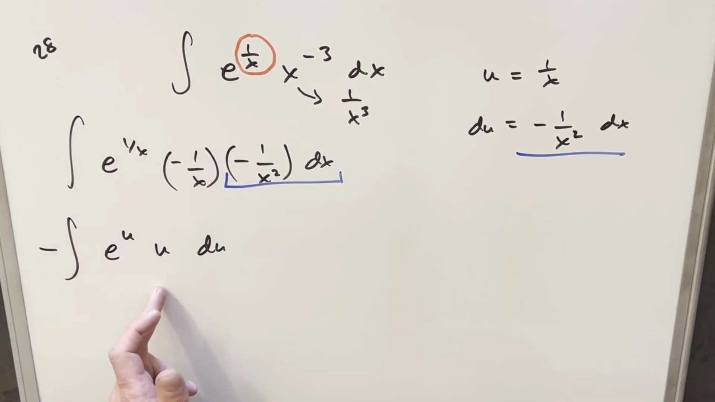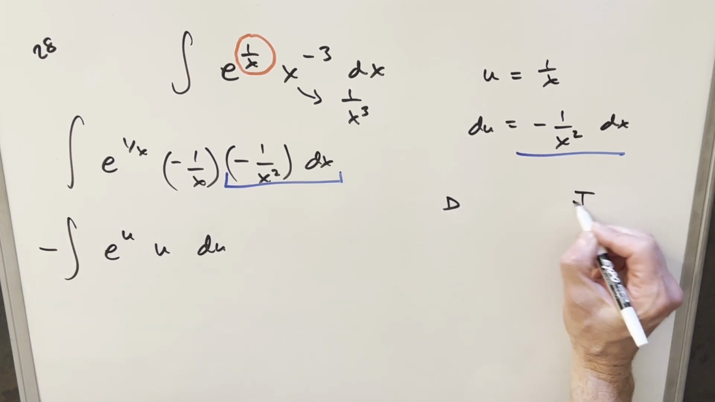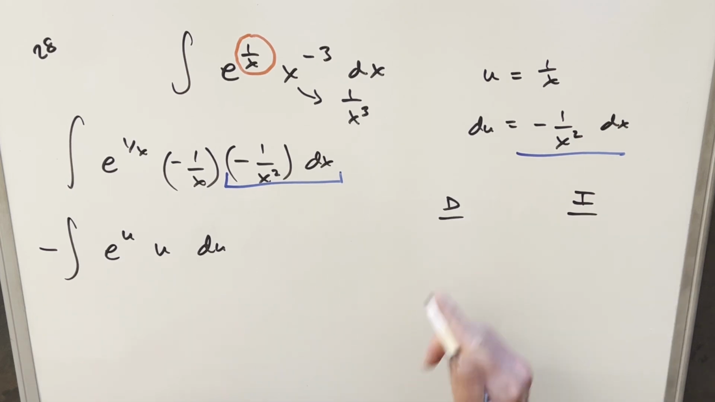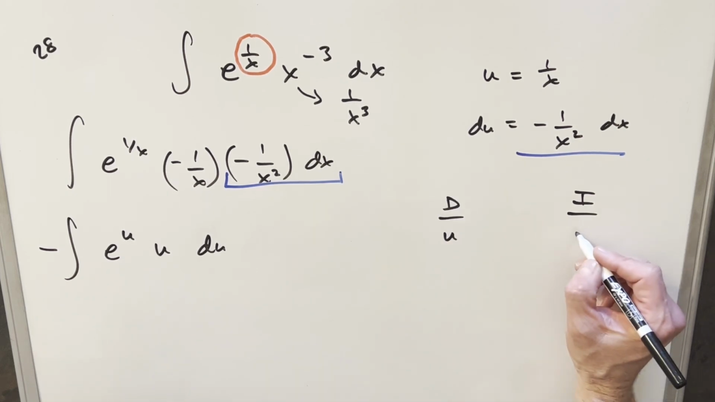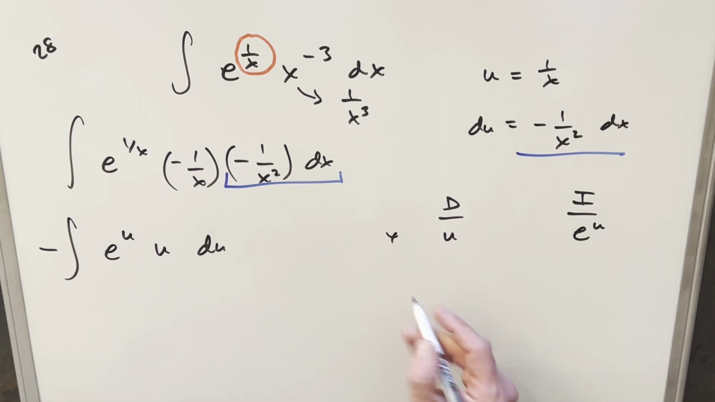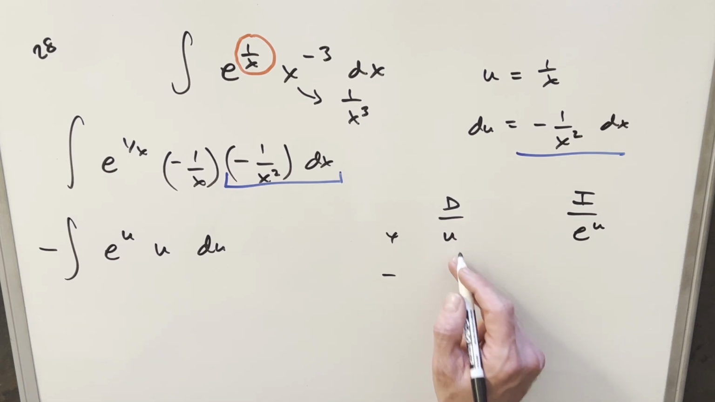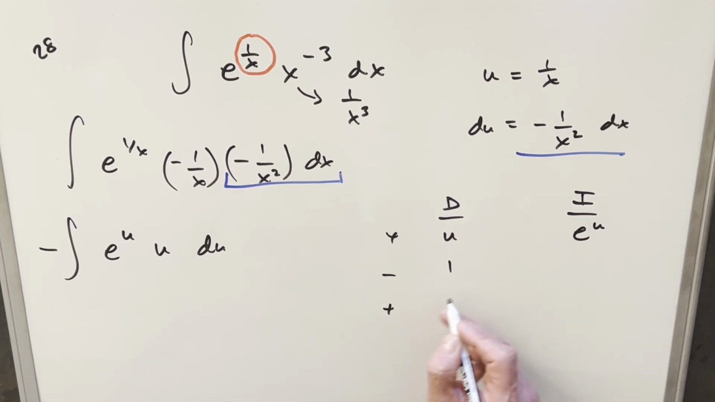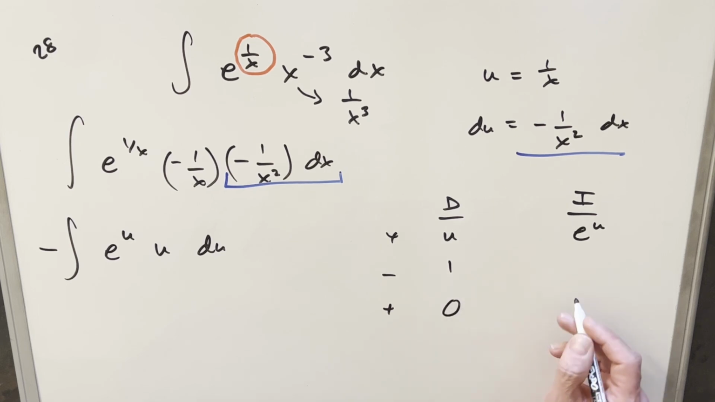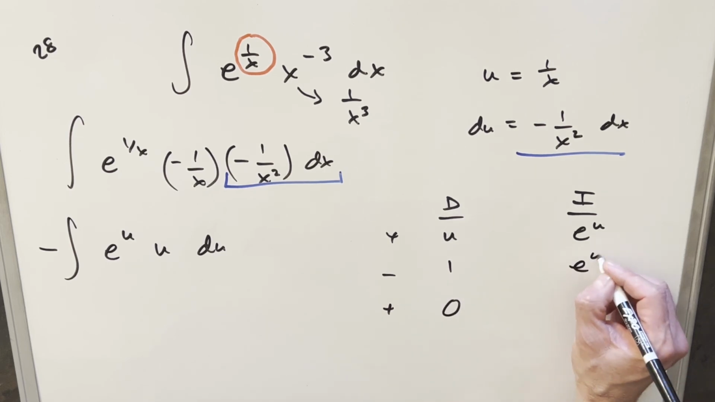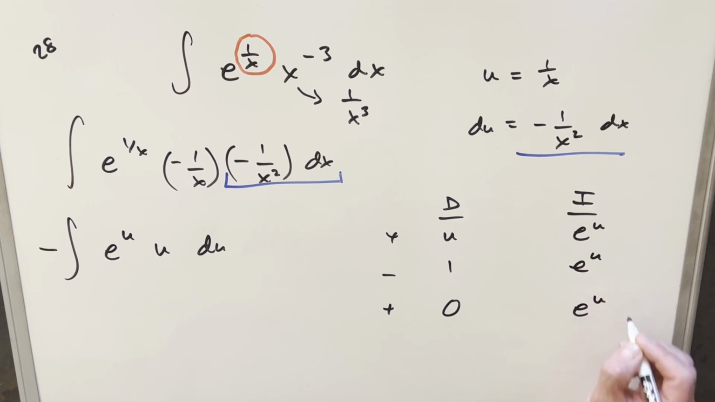But now this is actually just some pretty standard integration by parts. So we'll do this really quick with the DI method, tabular integration over here to the right. So I'm going to differentiate u, and then we'll integrate e to the u. Then we'll just differentiate here on the left. So derivative of u is just 1. Differentiating again, derivative of 1 is 0. Integrating e to the u, we get e to the u. Doing it again, we get another e to the u.